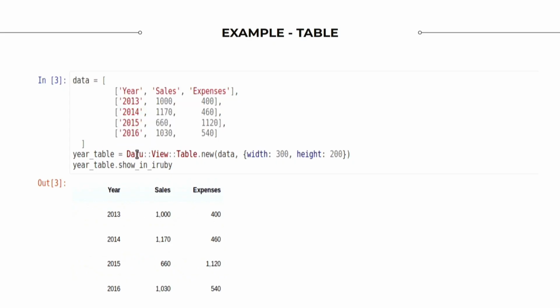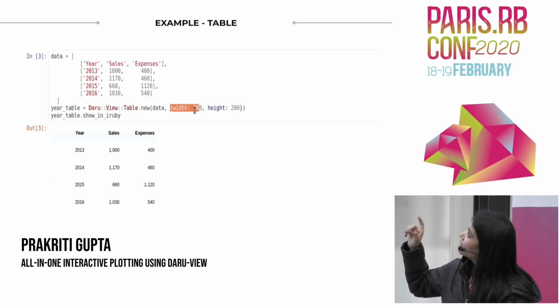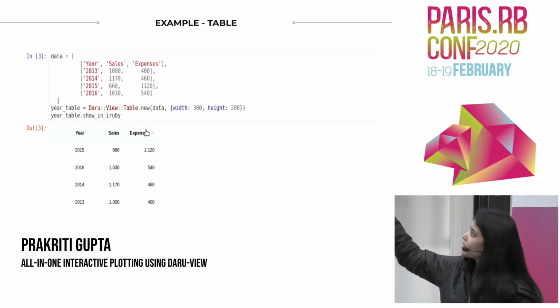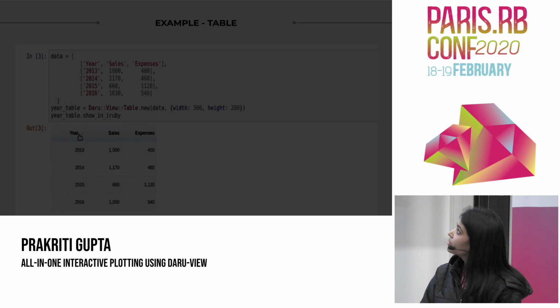This is a table example. Here, again, the plotting library is Google Charts, and a table object is created with an array passed as data, and width and height of the table are passed as options. Again, the show in iRuby method is used to display it in an iRuby notebook cell.